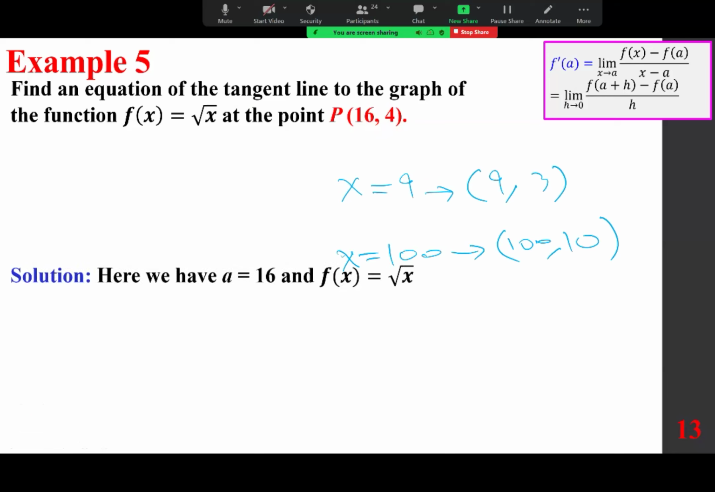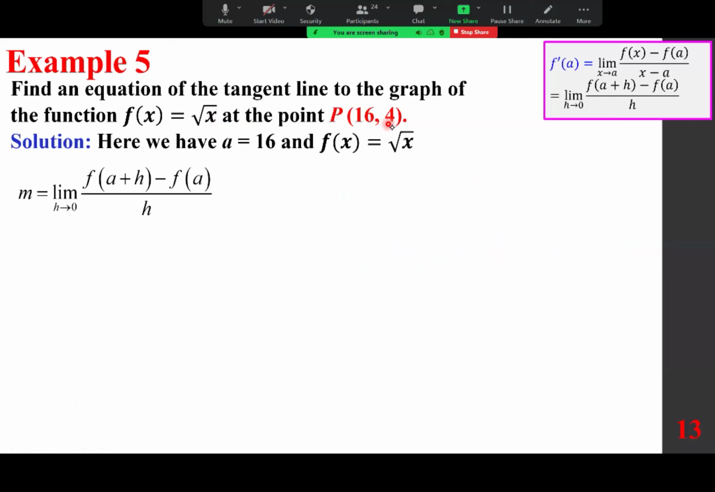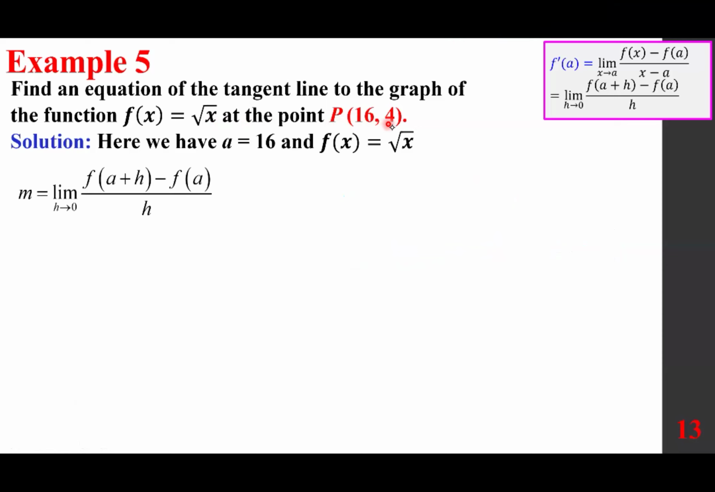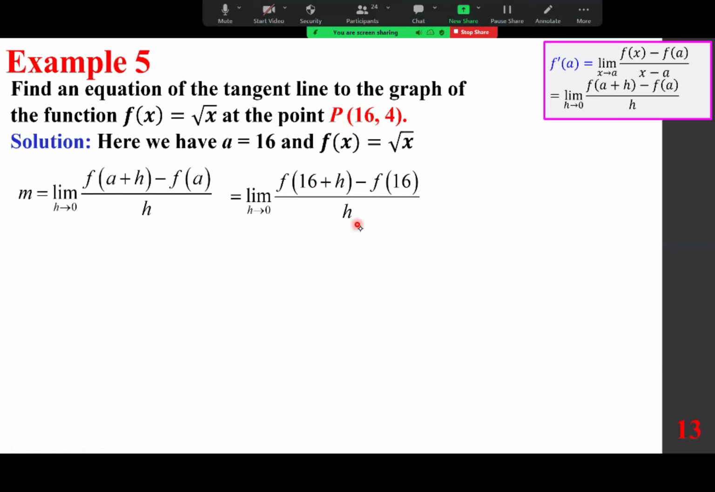And of course, in this case, a is 16, and f of x is square root of x. I'm going to erase this. We are going to use one of these formulas to find the slope because we are given the pair and we need the slope. If I use this one, and by the way, for practice, we're going to look at the second method also: the limit as h approaches 0 of f of 16 plus h minus f of 16 over h. That's what we are going to do.